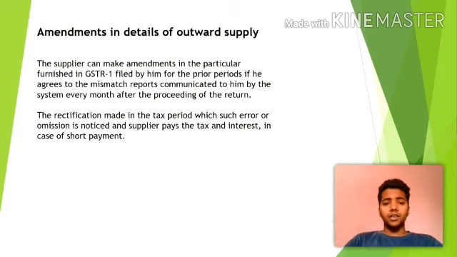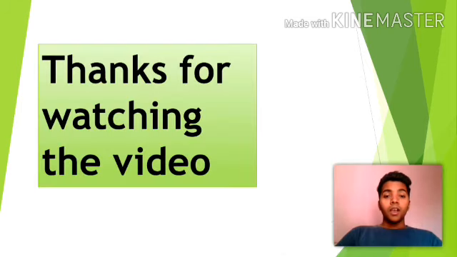So he can make changes after filing the GST return if he finds that the details of the GST return 1 are mismatched with the details of the supplies. These kinds of changes can happen with regard to the provisions of GST return under section 37, and the rectification is made in the tax period in which such error or omission is noticed, and the supplier pays the tax and interest in case of short payment. I hope guys you got the basic relevant information in this video. Thanks for watching the video.